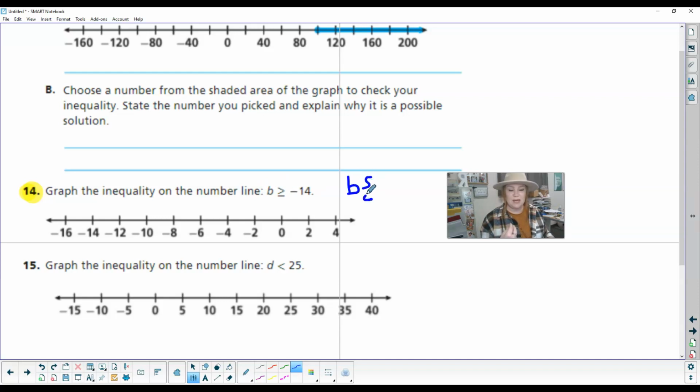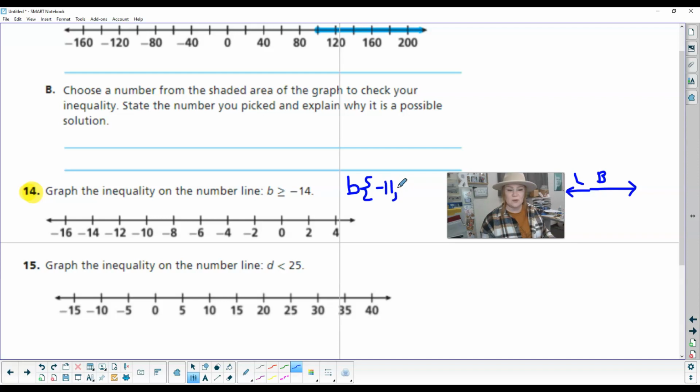It's got to be bigger, right? Things that are larger are always going to be to the right. Things that are bigger go to the right. Things that are less are going to be to the left. So I could say negative 11 is greater than that.